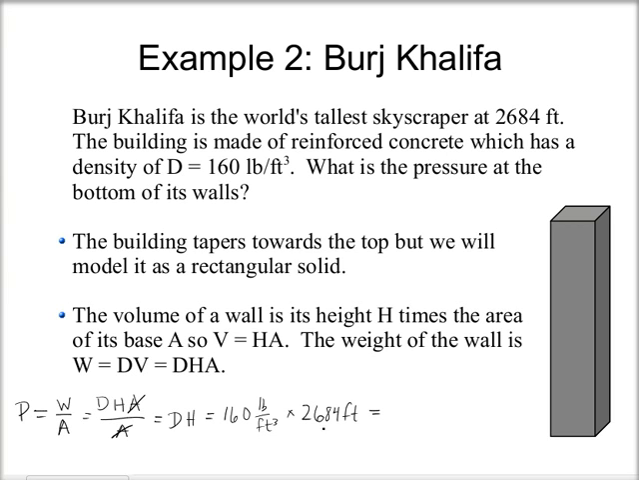So what will that give me? Well, I've got feet here and feet cubed on the bottom here, so that's going to cancel part of this and give me feet squared now on the bottom. And if I multiply 160 times 2,684, that's going to give me 429,440, and I've got pounds per square foot for my pressure. So that is quite a lot of pressure. That's almost 500,000 pounds per square foot.